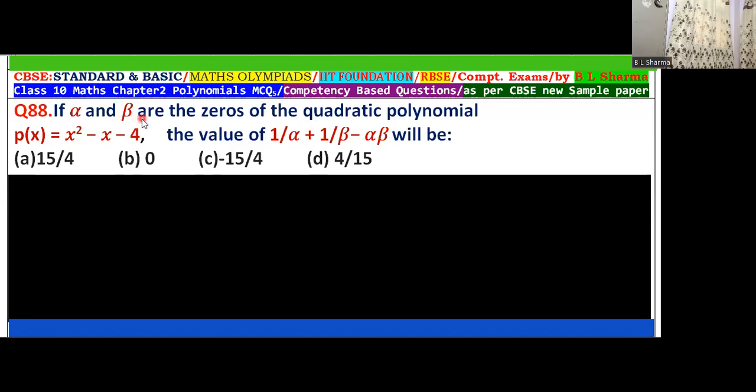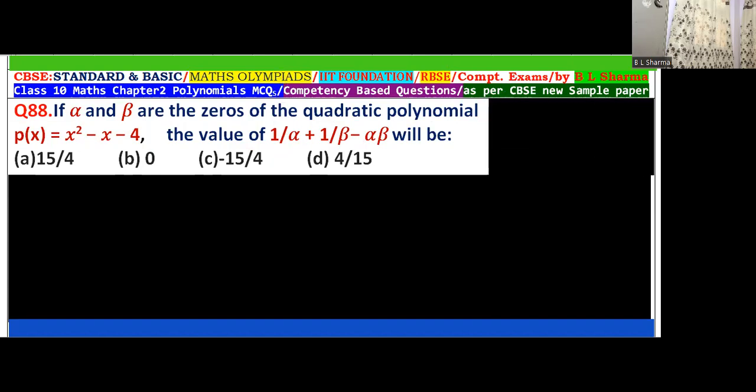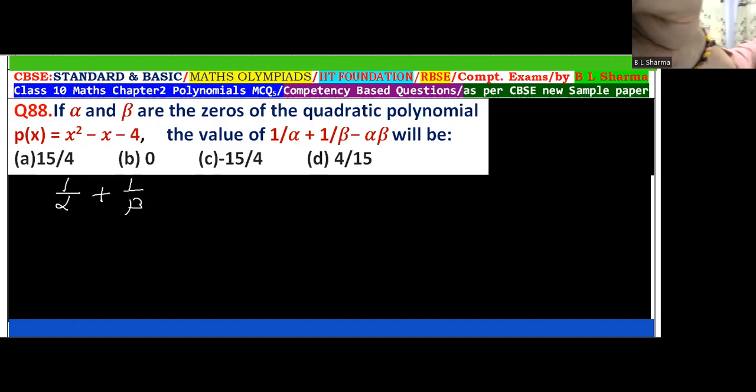If alpha and beta are the zeros of the quadratic polynomial x square minus x minus 4, the value of 1 upon alpha plus 1 upon beta minus alpha beta will be. For that, what we do? First of all, we calculate this. 1 upon alpha plus 1 upon beta, we write here.